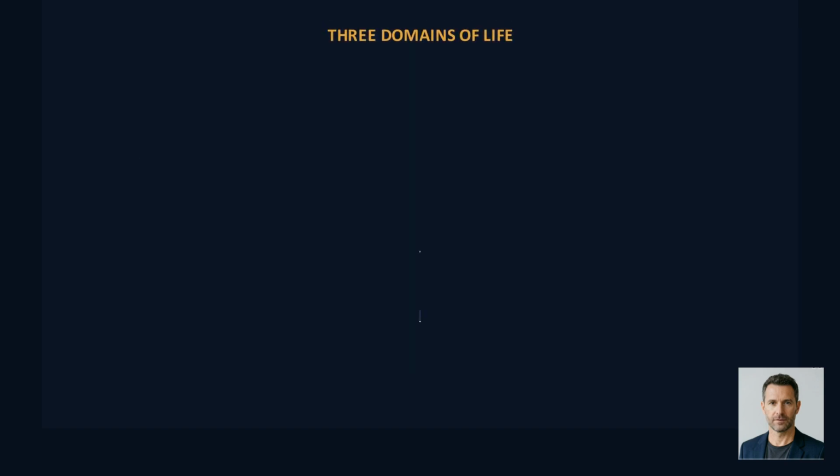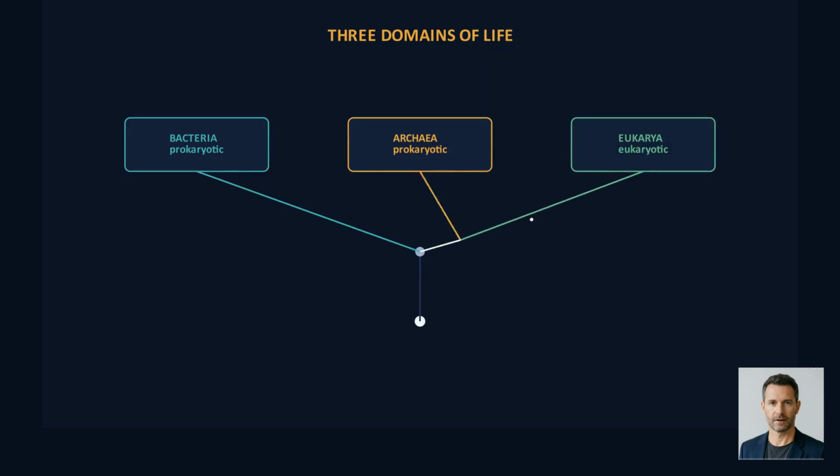With billions of years of diversification behind us, how do we make sense of all this variety? We start at the broadest level, with the 3 domains of life. 2 of them, bacteria and archaea, are prokaryotic, their cells lack a nucleus and membrane-bound organelles.